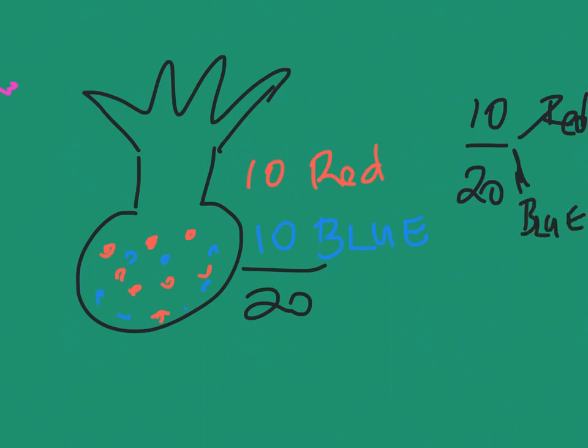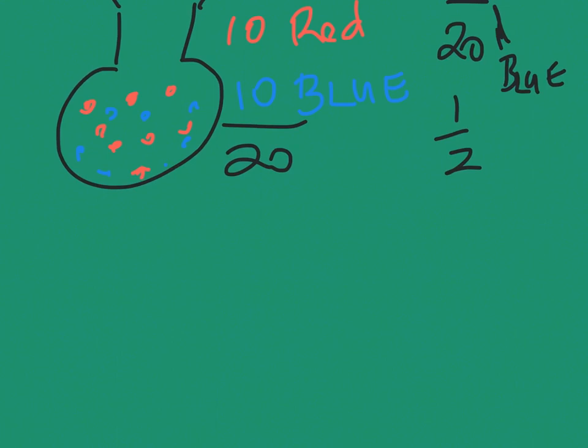Okay, so in actual fact, it's 50-50 because 10 over 20 can be simplified as 1 over 2. We don't know what's going to happen, but theoretically, we can safely assume that we've got a 50-50 chance of getting either a red or a blue.